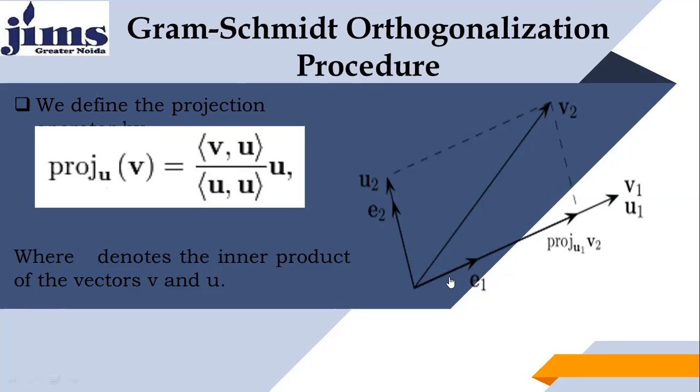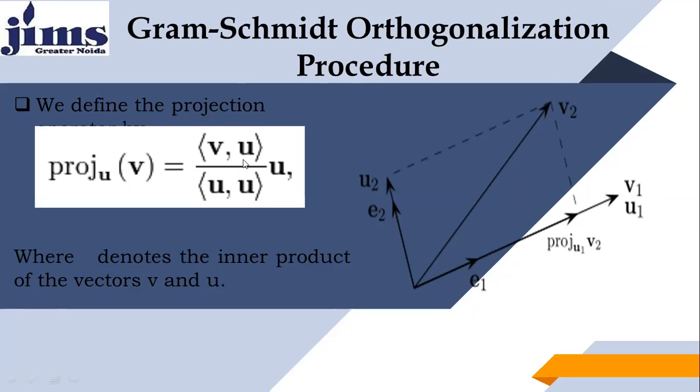For example, this is a vector, say U1, right? This is a vector V2. This is U1. You have to draw the projection of V2 on U1. So you have to draw a perpendicular line from V2 on U1. Now this point is called the projection of V2 on U1. Now you write that projection of V2 on U1, right?